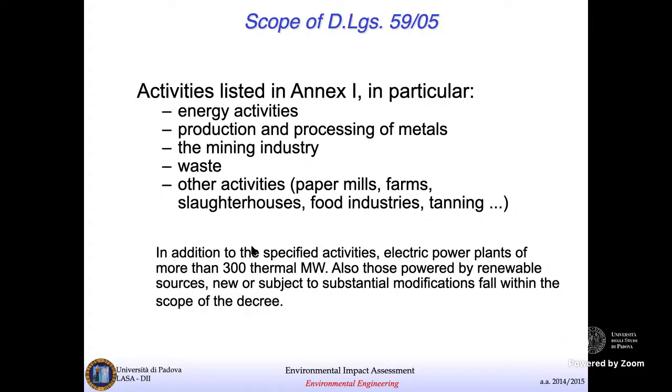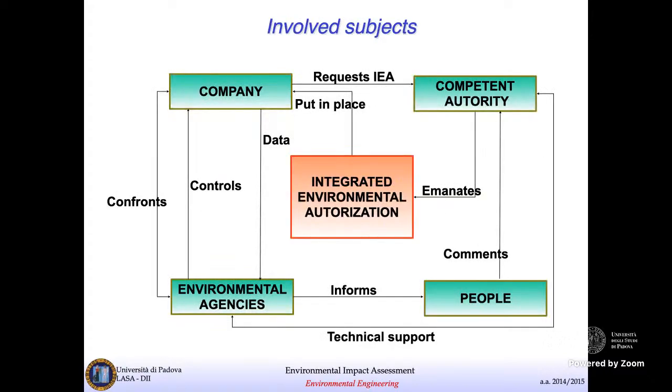Please note that those facilities that produce electricity powered by renewable sources are also subject to IPPC. Those that are new, or even those that are subject to substantial modification, fall within the scope of this decree. So, what are the involved subjects? I tried to schematize all the complexity of the situation with this schema. In general, it is the company that starts the procedure when it is building a new plant and requires an integrated environmental authorization from the competent authority.